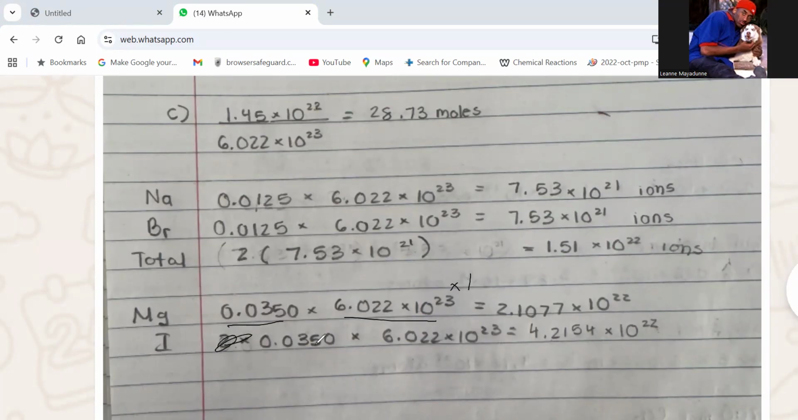And then iodine, right? So two. 0.325 multiplied by 6.022 into 10 to the 23 multiplied by 2. Yeah, that's correct, because there were two iodine. And how many ions in total? So that will be multiplied by 3, because 1 of magnesium and 2 of iodide. So 3. Plus 3 times 2.1, which is equal to 6.33 times 10 to the power 22.